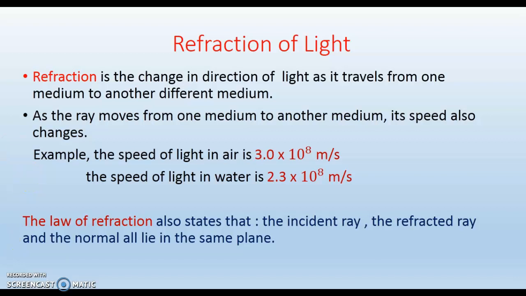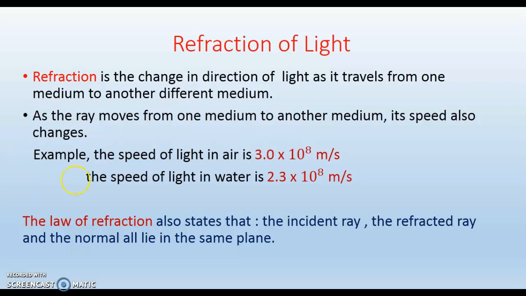Now, bear in mind, as the ray moves from one medium to another medium, its speed also changes. For example, the speed of light in air is 3.0 times 10 raised to the power 8 meters per second. But in water, the speed of light reduces to 2.3 times 10 raised to the power 8 meters per second. So this shows that light rays, when refracted, depend on the medium. One, they will change direction. Or two, they may also reduce speed.